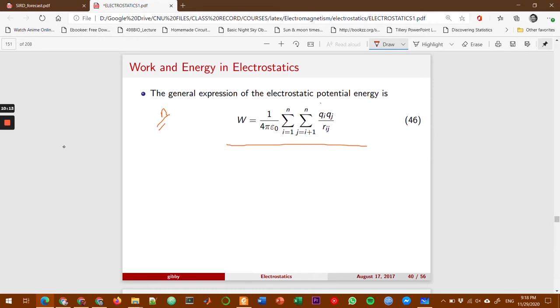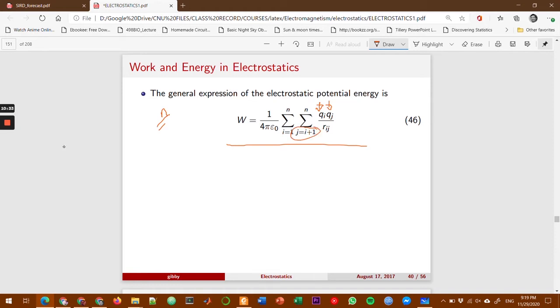This is the first charge, and this one is the other charge. Okay? So i runs from 1 up to n, and j runs from i plus 1 up to n. So the reason nga i plus 1 na siya is para wala kay magbalik-balik.